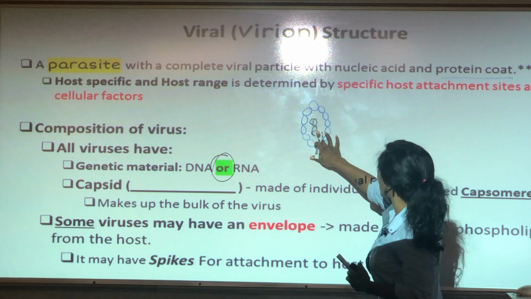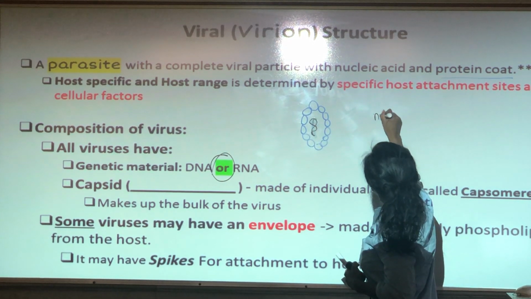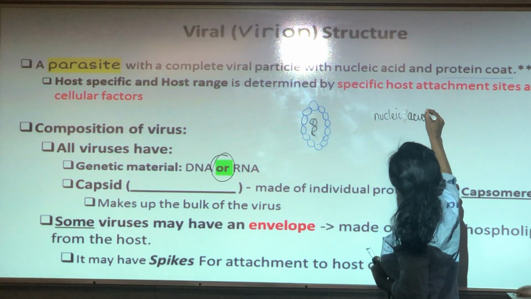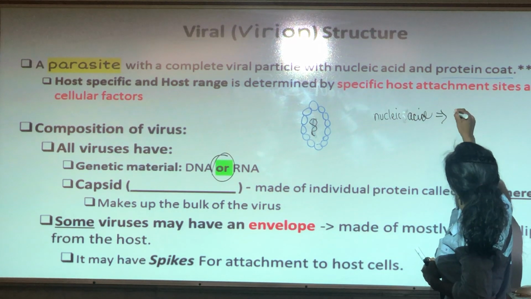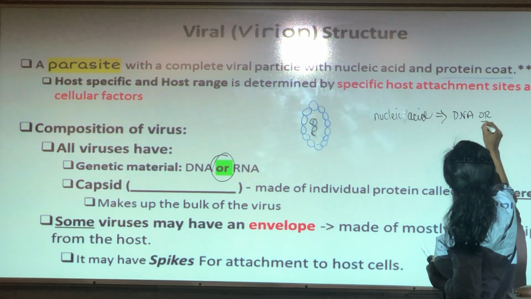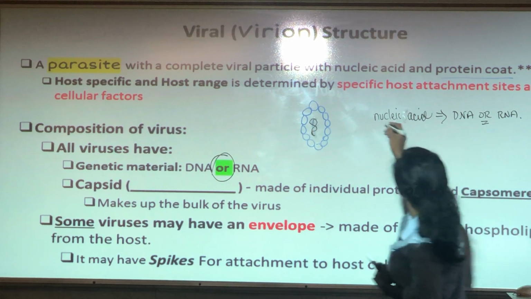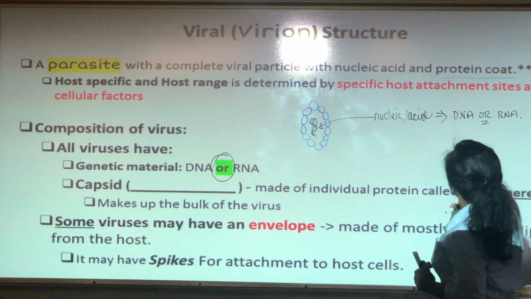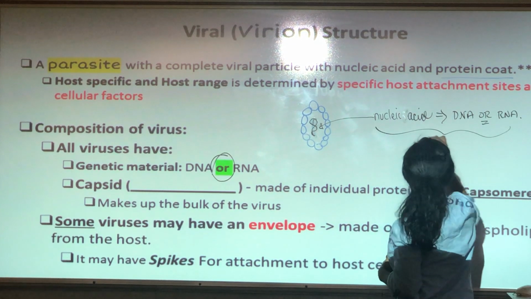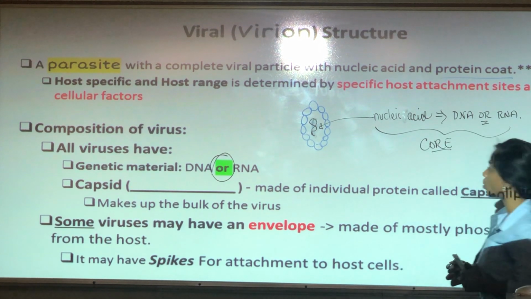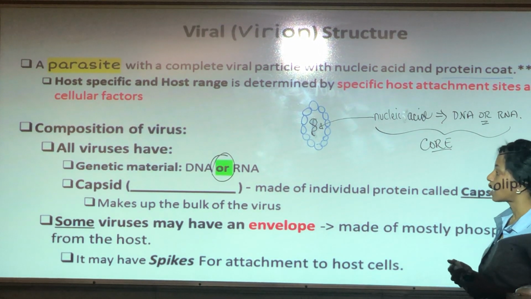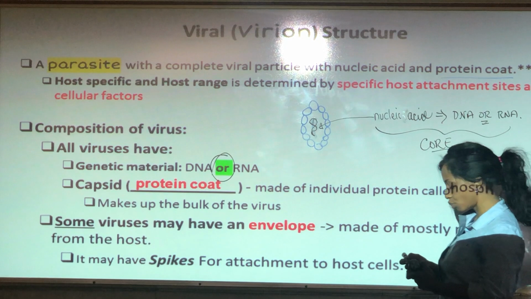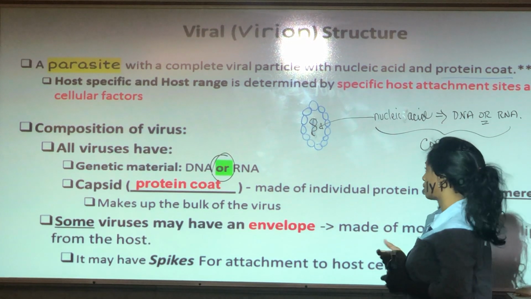So the nucleic acid that we find on the inside of viruses is going to be DNA or RNA. All right, so this is what we're looking at on the inside. And this area, we often call the core of the virus, right? So this is also known as the core. And then on the outside of the virus, we have our capsid or our protein coat. So in blue, as we have drawn here, we have the protein coat.